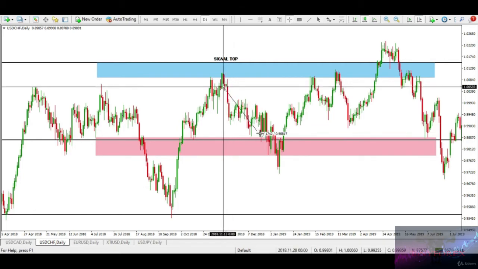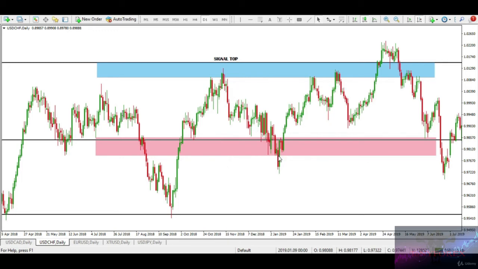More often than not, a signal top formation linked to a key level presents a highly profitable opportunity on larger time frames.